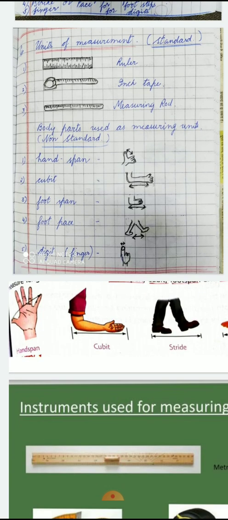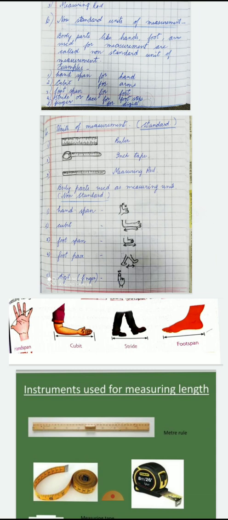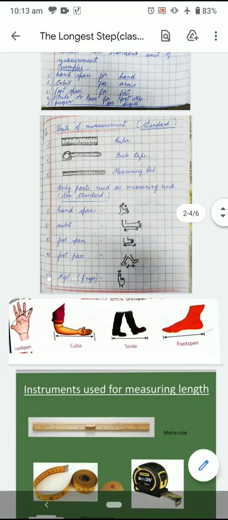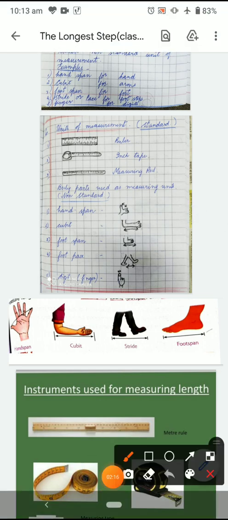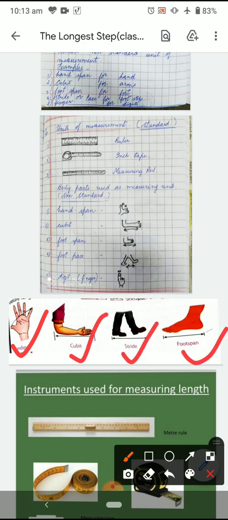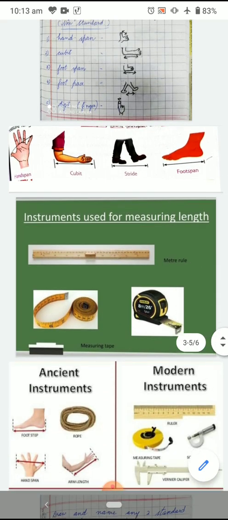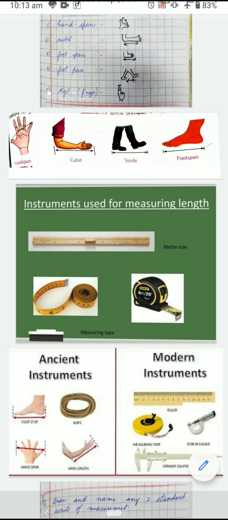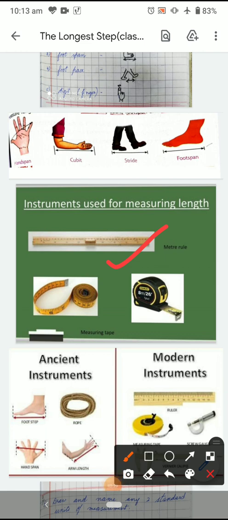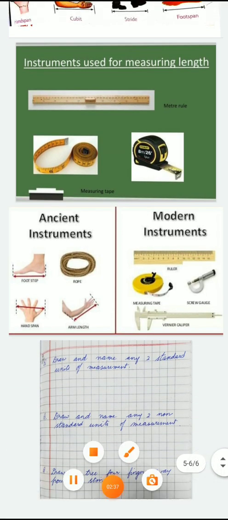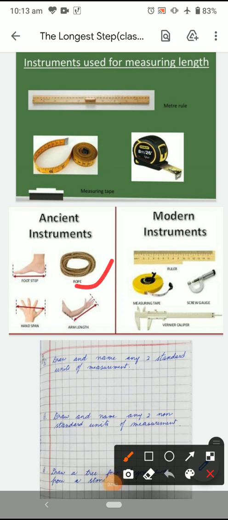Now can you see hand span, cubit, stride, foot span? You can see this diagram now? Let me mark it for you. Okay, so hand span, cubit, stride, foot span, these were the units. And if we go a little down, we have measuring ruler, meter ruler, measuring tape. In earlier times people used to use rods and ropes also, but now we have fixed instruments.